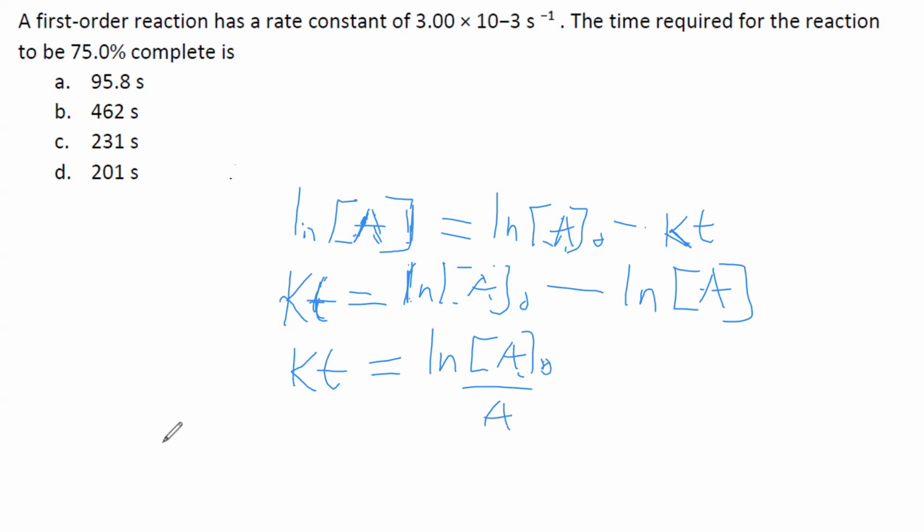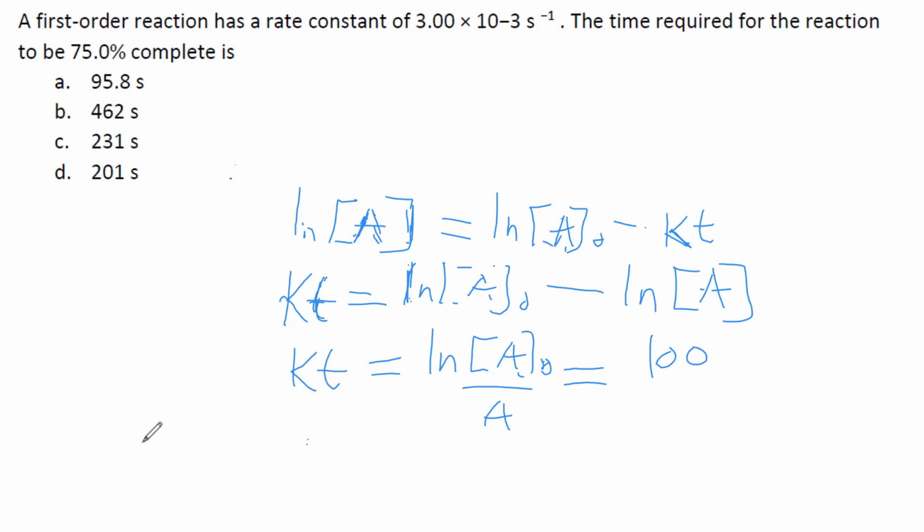So we have ln A naught over A. Of course, we have our K here, which is 3.00 times 10 raised to the power of minus 3. So we can just start with this. We have Kt is equal to ln A naught over A. Since here we're talking about 75%, it means that the starting concentration of the reactant is 100%.